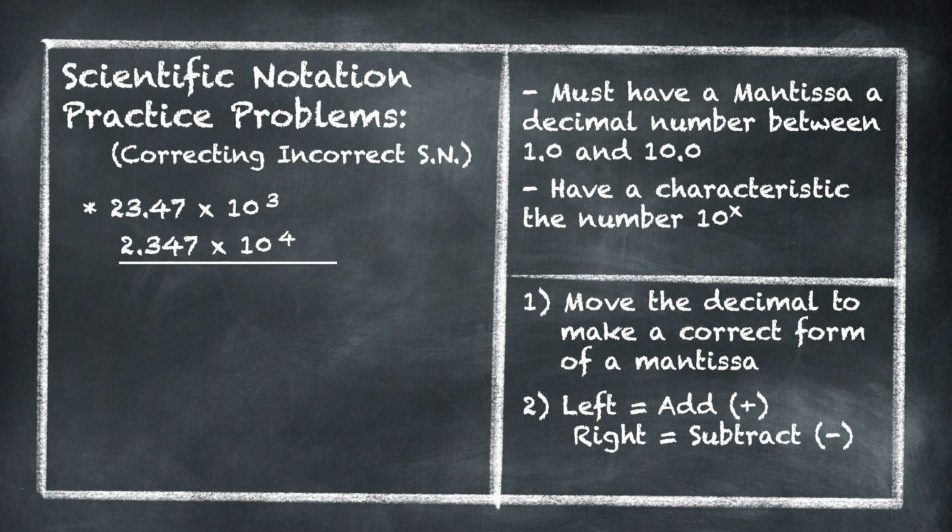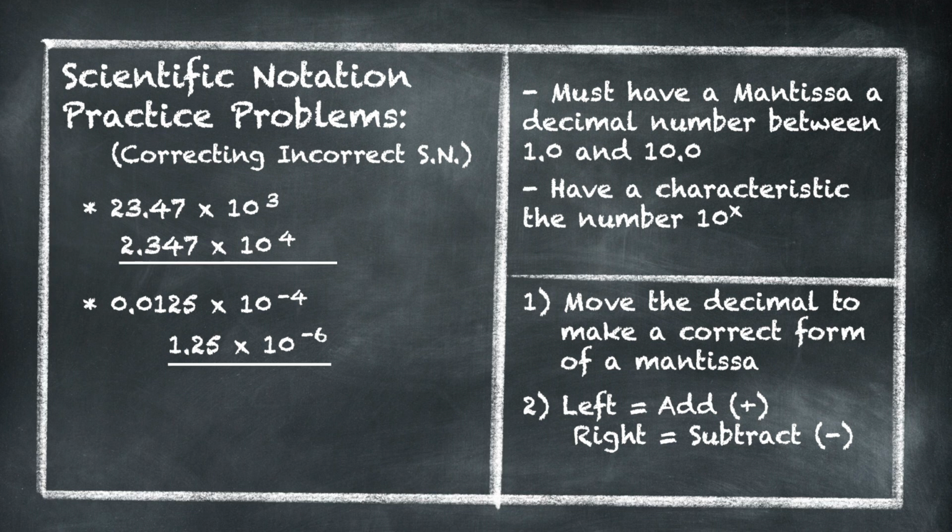Second one for this type of question, 0.0125 times 10 to the negative 4th power. In order to make this a proper mantissa, or a number between 1 and 10, we're going to have to move our decimal place 2 spots to the right, and that's going to give us 1.25. By moving it to the right, we're going to have to subtract from our existing power of negative 4. So, negative 4 minus 2 is going to give us a new exponent of negative 6. We put all that together and we get 1.25 times 10 to the negative 6th power.